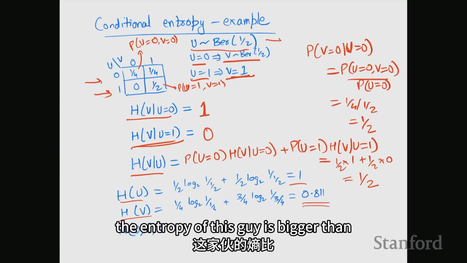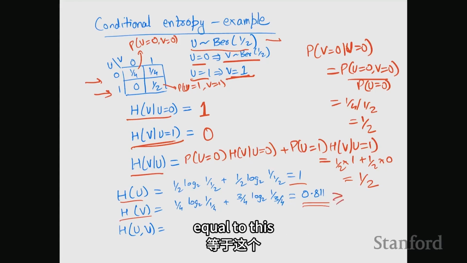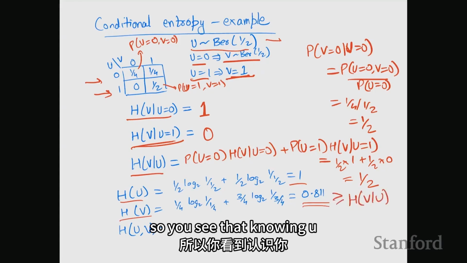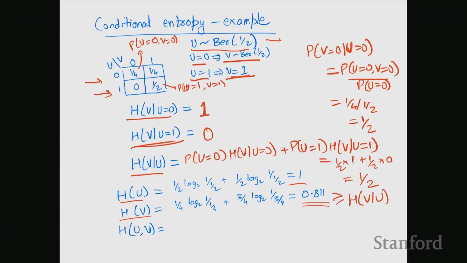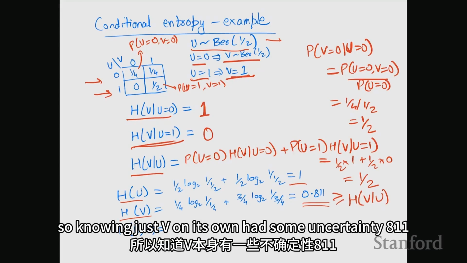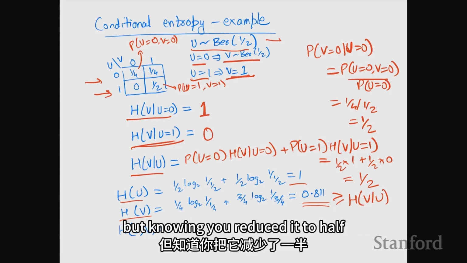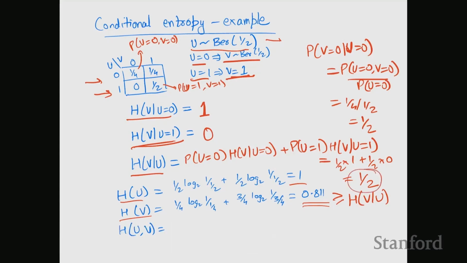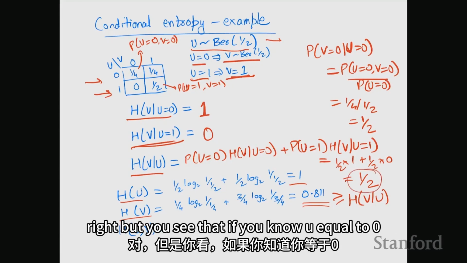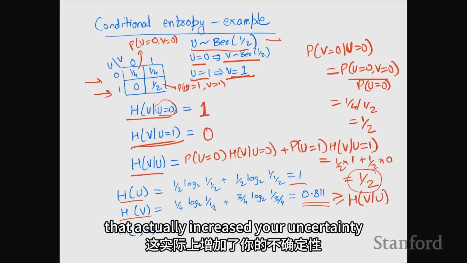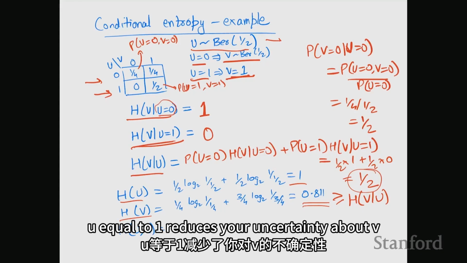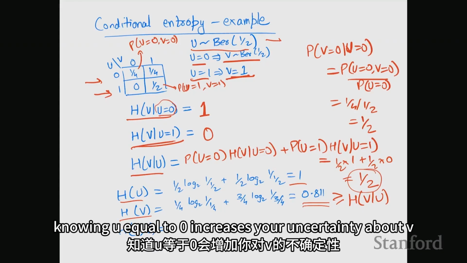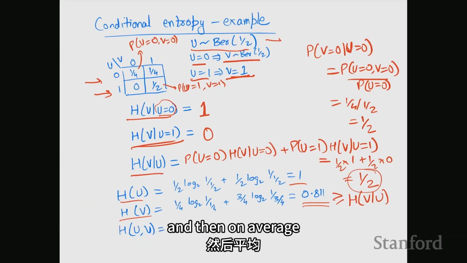So you already see that the entropy of V is bigger than or equal to this. So you see that knowing U has decreased your uncertainty about V. Right? So knowing just V on its own had some uncertainty, 0.811, but knowing U reduced it to half. Right? But you see that if you know U equal to 0, that actually increased your uncertainty. Right? Because knowing U equal to 1 reduces your uncertainty about V. Knowing U equal to 0 increases your uncertainty about V, and then on average, it still gets lower.